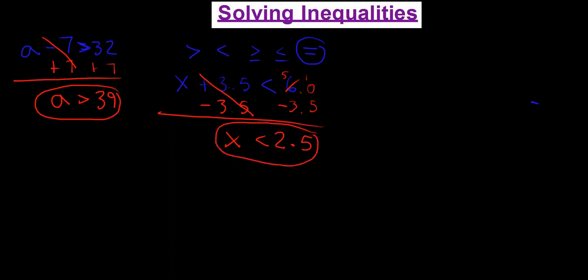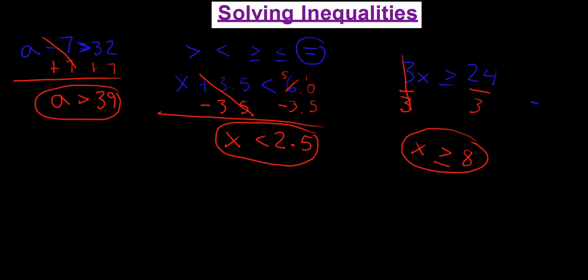Now let's go ahead and try a multiplication example. We have 3x is going to be greater than or equal to, have a minimum of 24. This is showing multiplication, so I'm going to go ahead and divide by 3. Division is my inverse operation. So x has to be greater than or equal to 8.